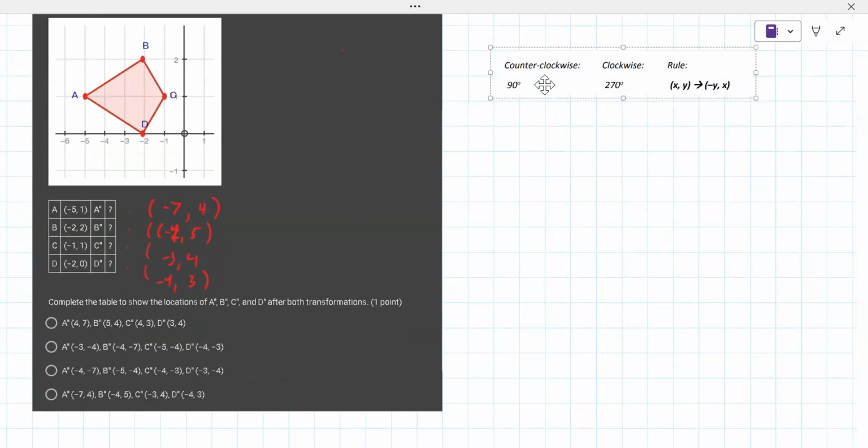Let's see. -4, -7, -5, -4. All right. So it'd be third one.